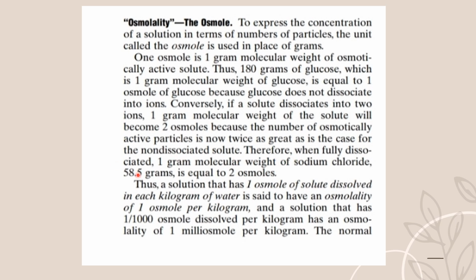Therefore, when fully dissociated, 1 gram molecular weight of sodium chloride, which we calculated as 58.5 grams, that is 1 mole NaCl per liter, is 58.5 gram per liter, equal to 2 osmoles. Similarly, if we express it in millimoles, 1 millimole is 58.5 milligram, which will be 2 milliosmoles. So we actually express them in terms of osmoles per liter or osmoles per kilogram.